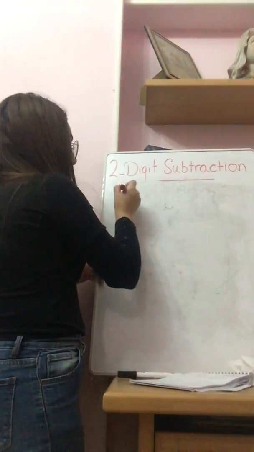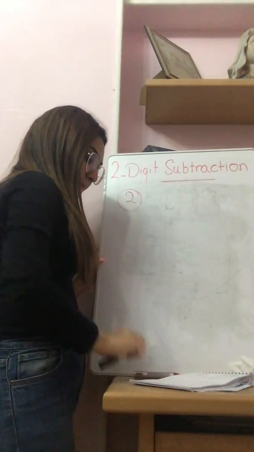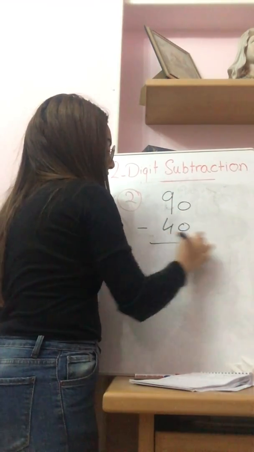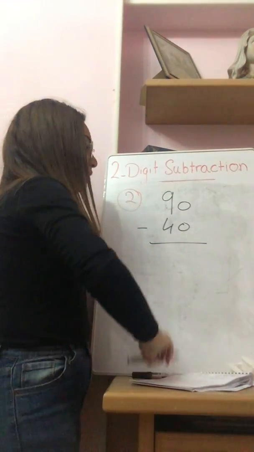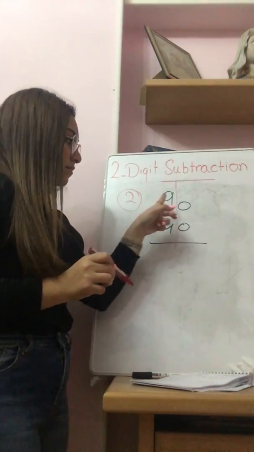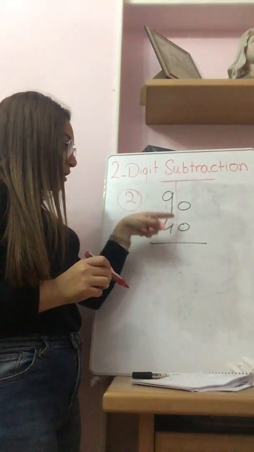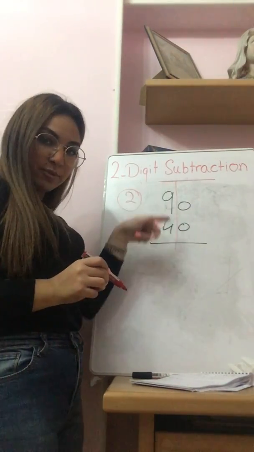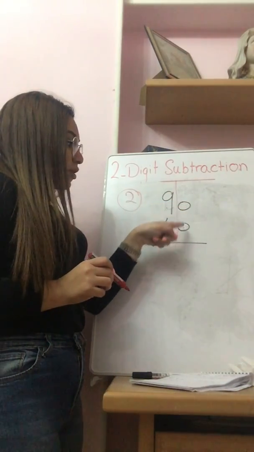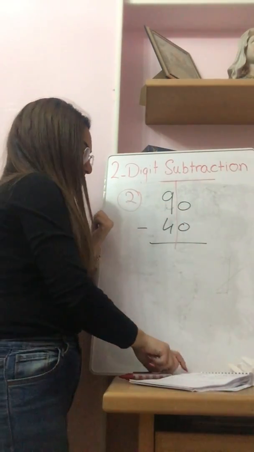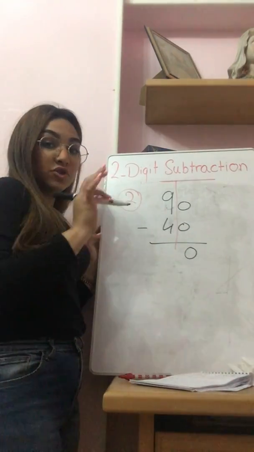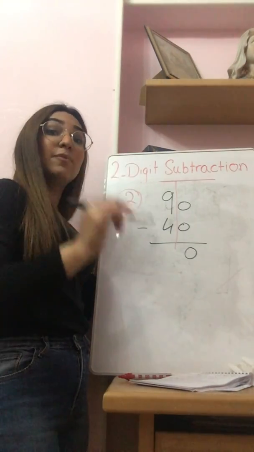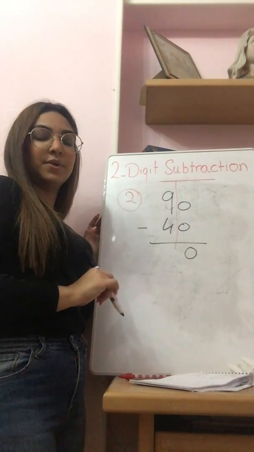Let's take another one. 90 minus 40. We are also going to subtract the ones together and the tens together. This line is going to make it easier for me to subtract. 0 minus 0, as we said in the previous exercise, it's 0. Do not forget that 0 minus 0 is equal to 0, and 0 plus 0 is also 0.